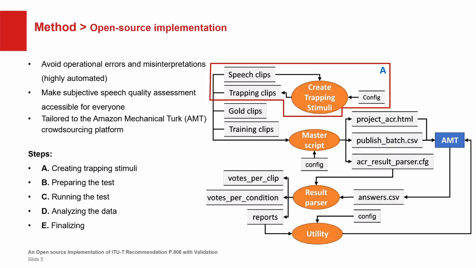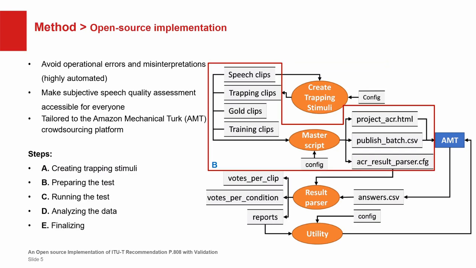In step A, the experimenter can create customized trapping clips for their dataset by running the provided script. In step B, the master script should be used to prepare the test. The master script creates the HTML file for the HIT app, the inputs as expected by the HIT app, which contains all required URLs, and also creates the configuration file which will be used later in the post-processing.